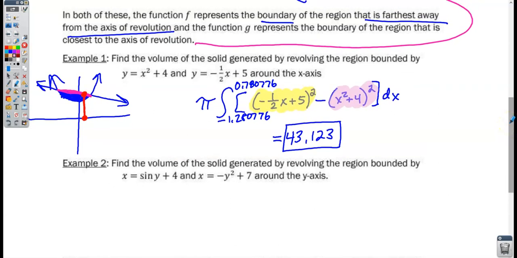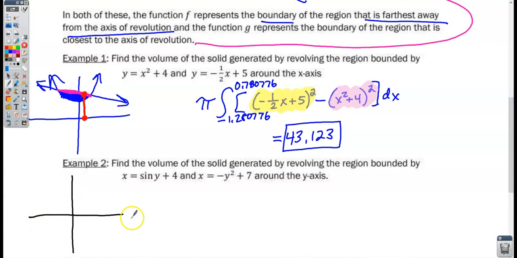We're going to find the volume of the solid generated by revolving the region bounded by x equals sine of y plus 4, and x equals negative y squared plus 7. Make sure you note that the plus 4 here is not inside the sine function. That's a common mistake that I've seen students make. If I wanted that plus 4 to be inside the sine function, there would be parentheses here. There aren't. So, anyway.